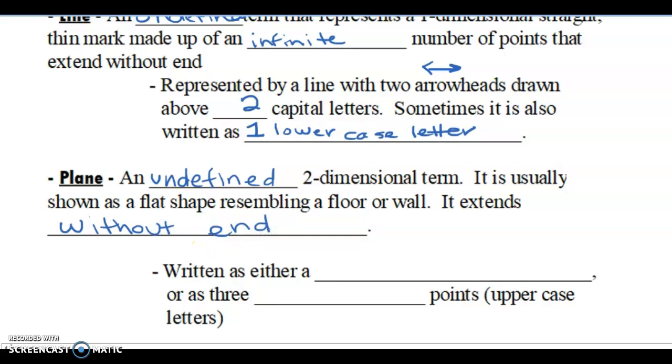Now a plane is usually written as either a single uppercase letter, and this is generally in the corner of the plane. Now we'll do an example where I'll show you. Or as 3 non-collinear points. And this is what they talked about in that video before. Now if you're thinking, what the heck is non-collinear, we'll get there in a couple of slides.